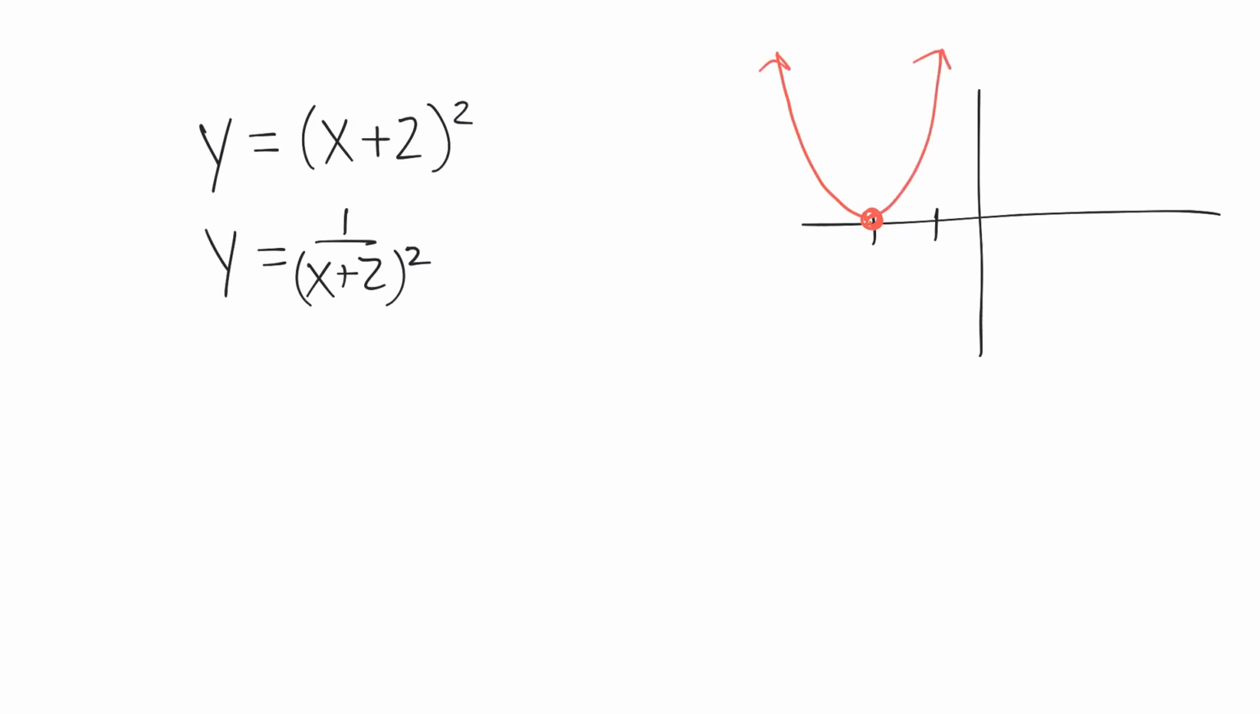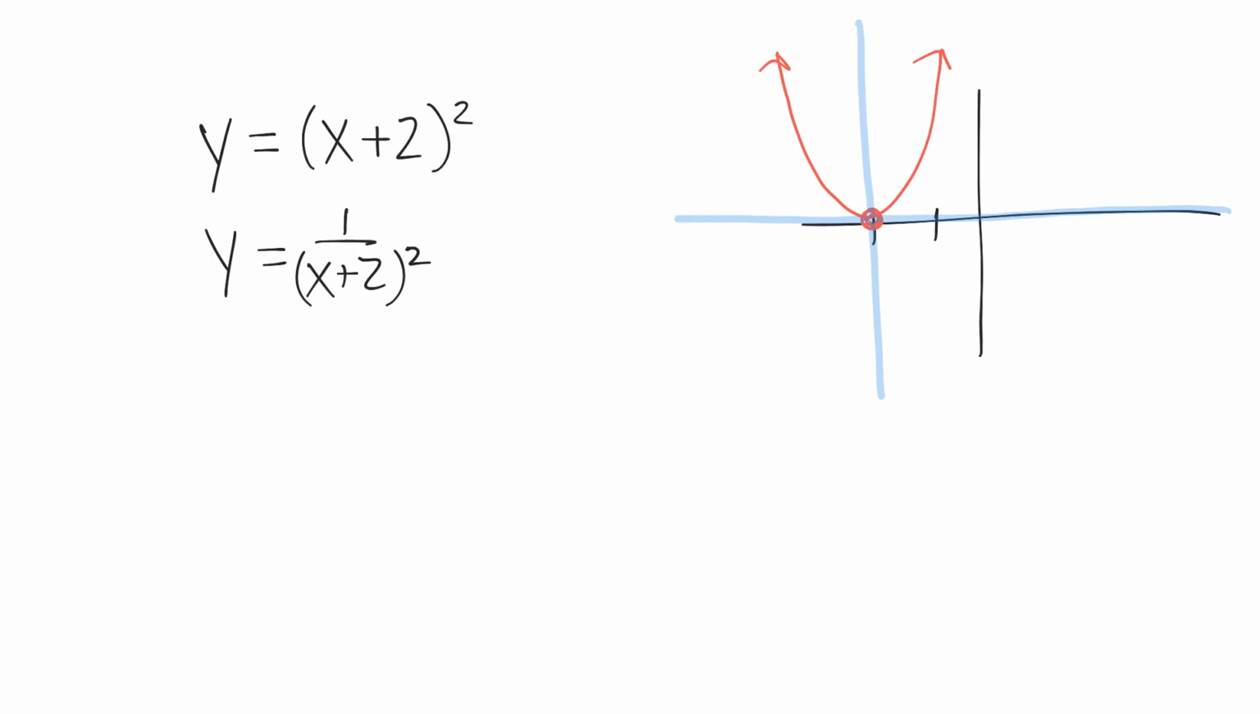So that negative 2 is also going to be undefined in the reciprocal. So I'm going to end up with a vertical asymptote here. Also, as x gets large, y is approaching 0. So I have a horizontal asymptote there as well.